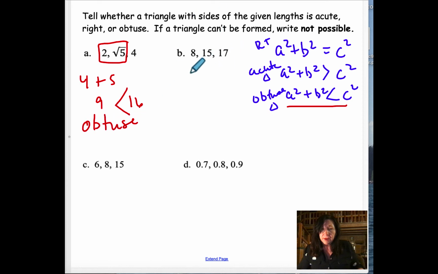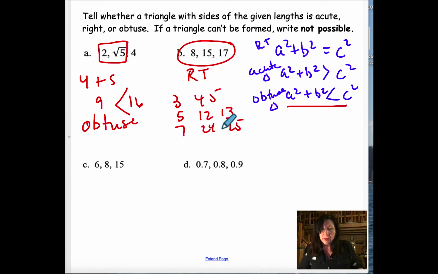This one's a right triangle. You should be able to see that this is a triple. What are the triples? 3, 4, 5; 5, 12, 13; 7, 24, 25; and 8, 15, 17. So obviously 8, 15, 17 is a right triangle and I don't have to check. But if you wanted to, you would go 64 plus 225, which is 289.